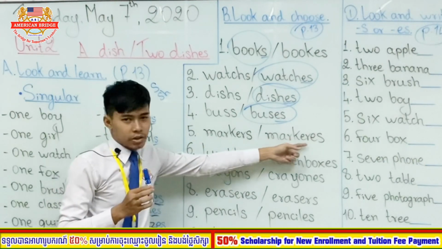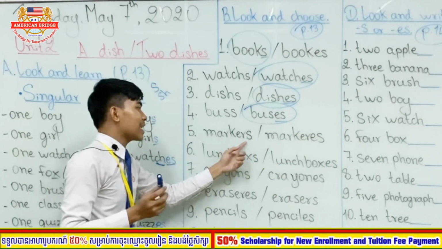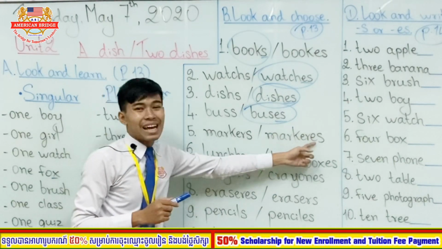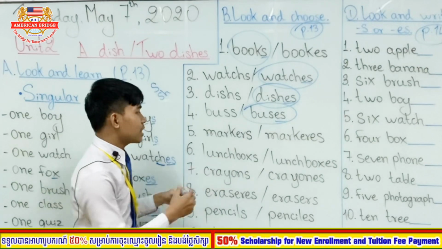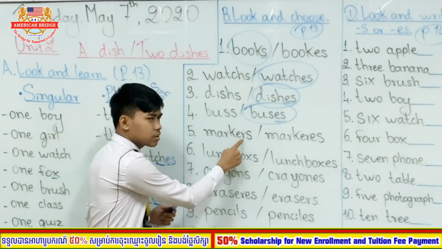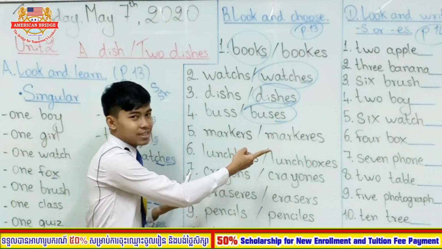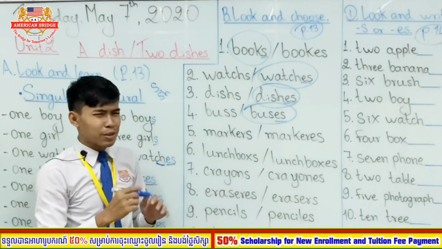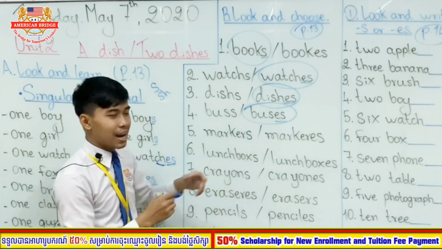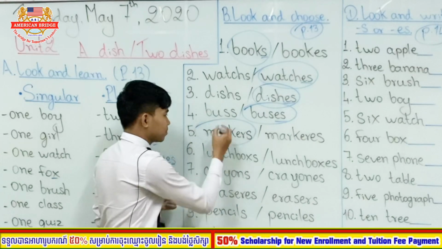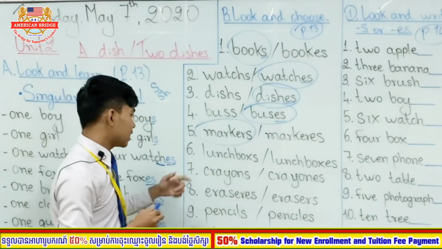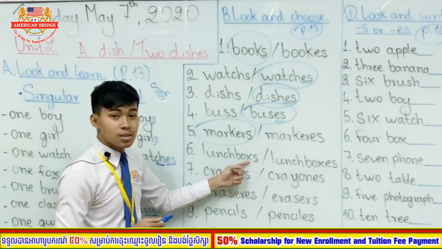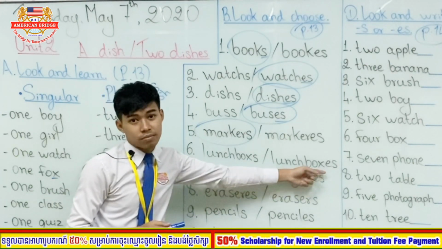Markers or markeress? I mean, do we have to add S to the word marker or we have to add ES? So the word marker, it ends with letter R, right? So should we add S or ES? Add S, right? We don't add ES because it ends with letter R. So this is the correct answer. Markers. Okay.